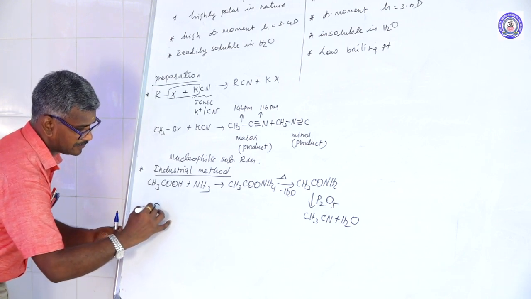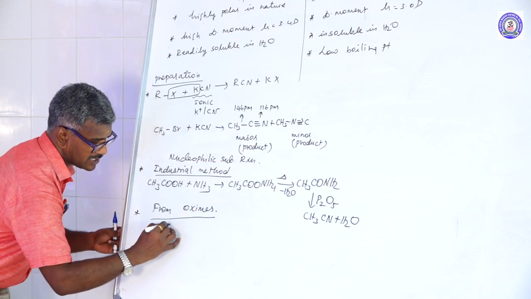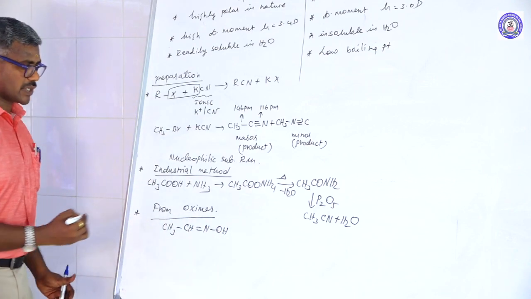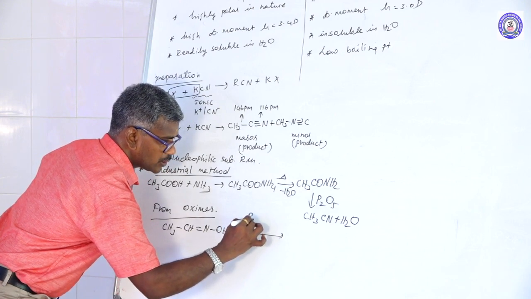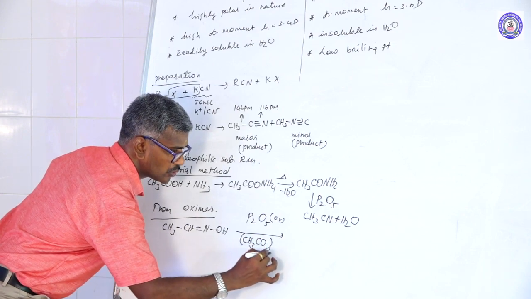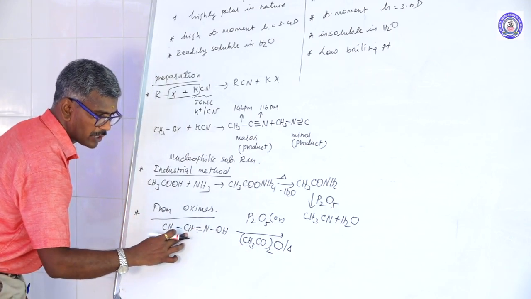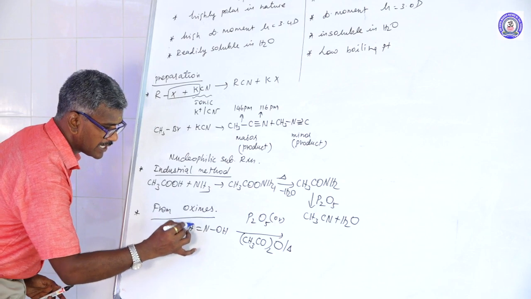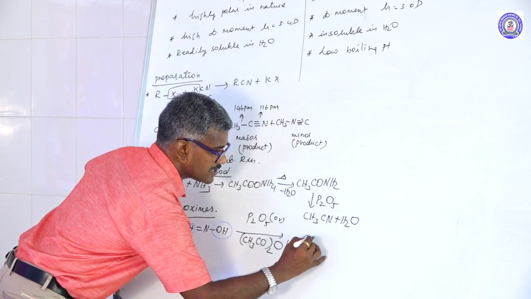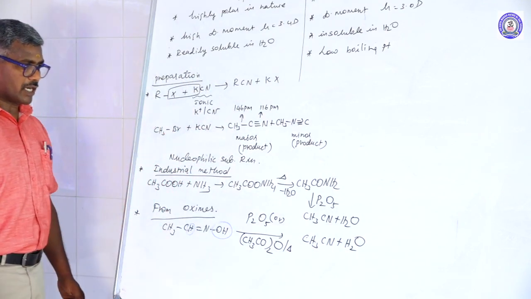Another method is from oxime, that is CH3CH=NOH. This oxime is treated with P2O5 or acetic anhydride, (CH3CO)2O, in the presence of heat. After heating there is removal of a water molecule. How is the water molecule removed? Here one hydrogen and the OH group can be removed as water, to form CH3CN plus H2O. So, removal of water molecules.